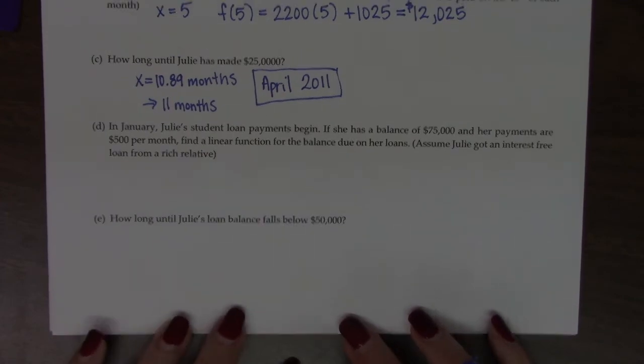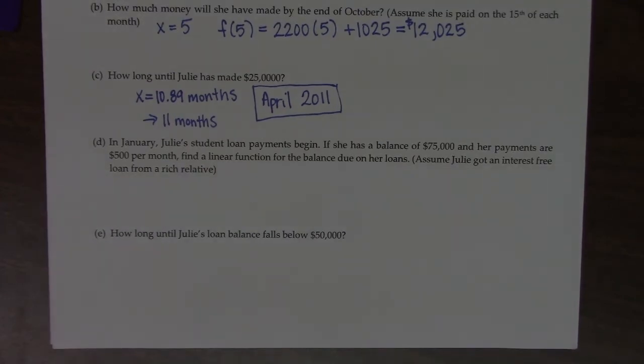In January, her student loan payments begin. So she has a balance of $75,000 and her payments are $500 per month. Find a linear function for the balance on her loans. So we're going to assume Julie got an interest-free loan from a rich relative. So her loans aren't adding any interest. So she's just got to straight up pay the $75,000 for $500.